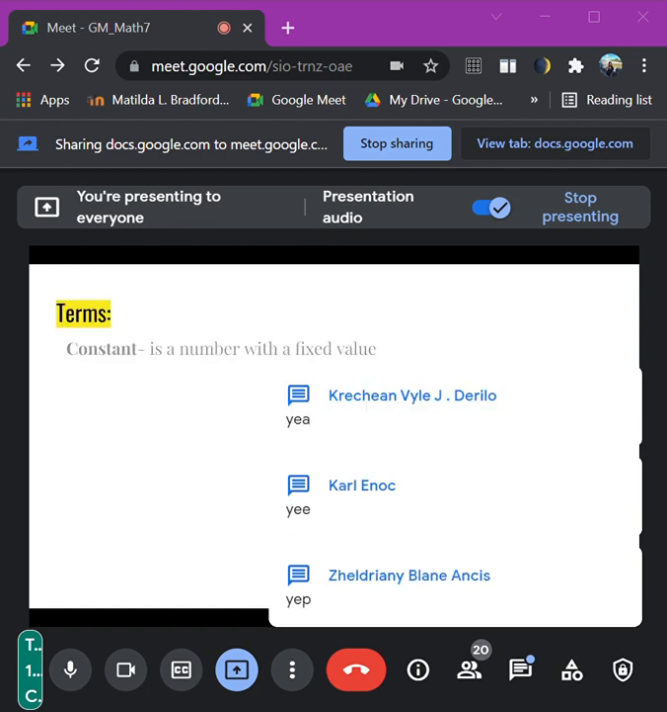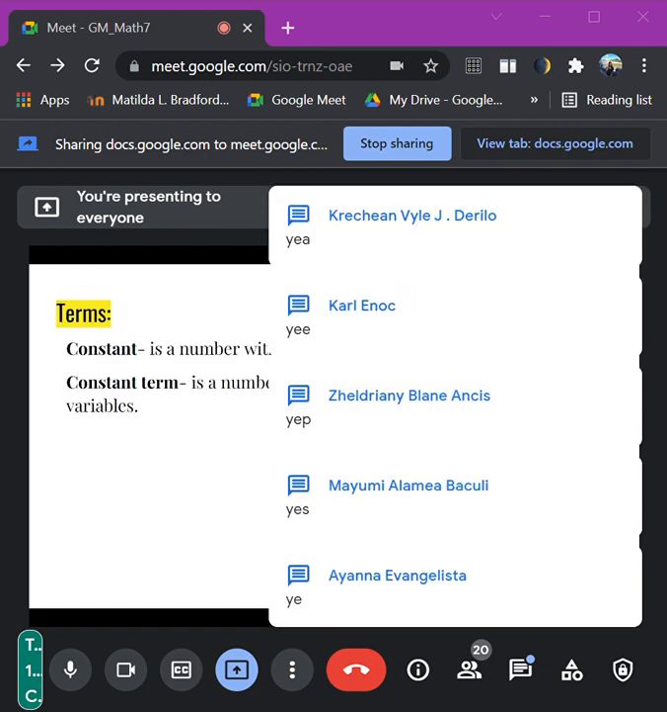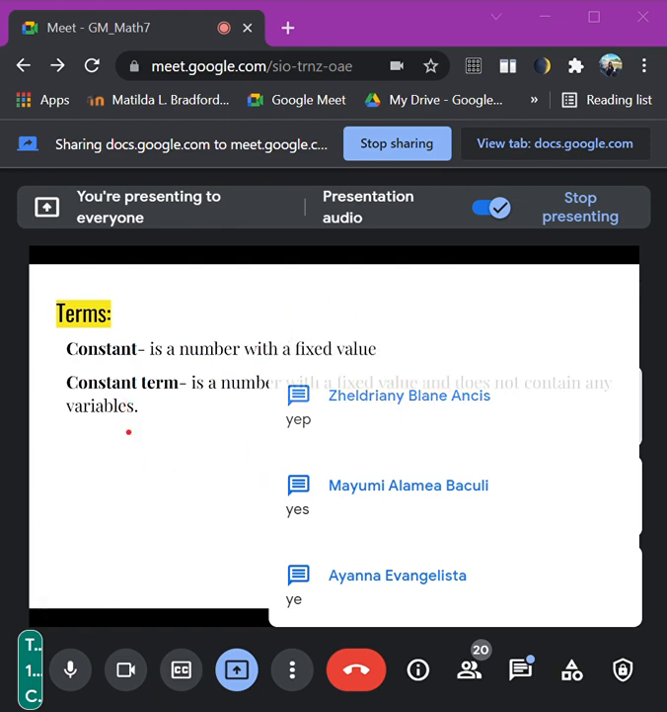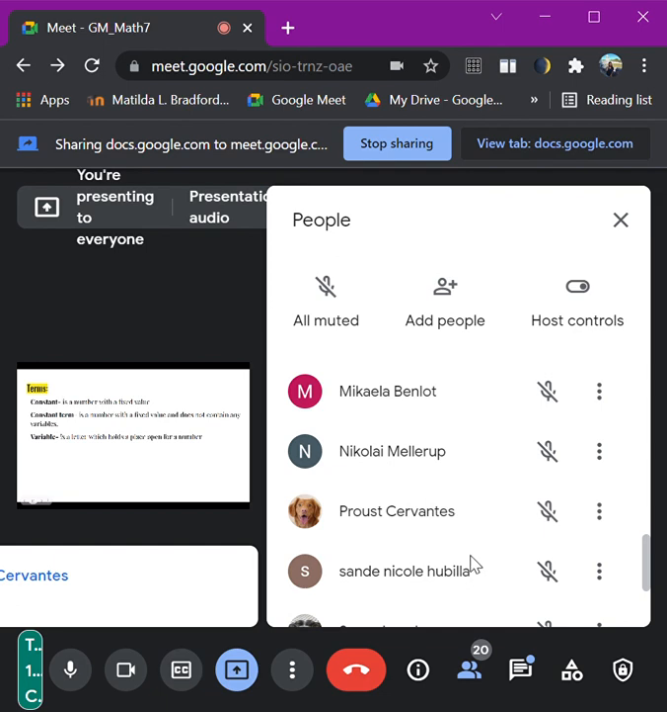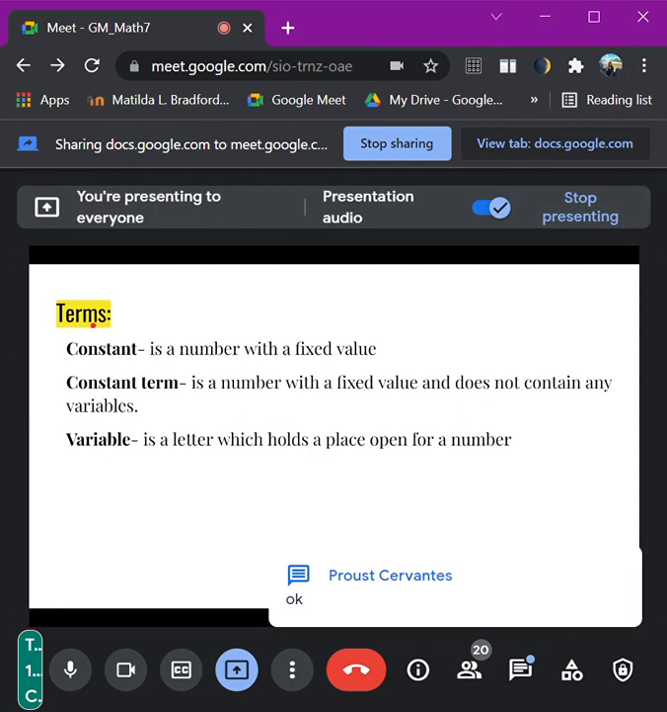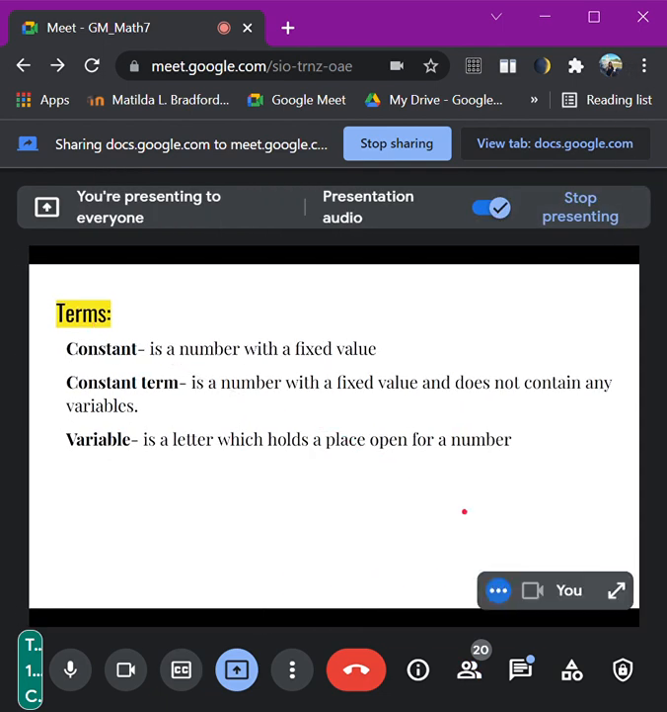Okay. Now, let's proceed with the next one. Since we already talked about variable, what is a variable? Okay. Can you please read what a variable is? Read what is a variable. A variable is a letter which holds a place open for a number.